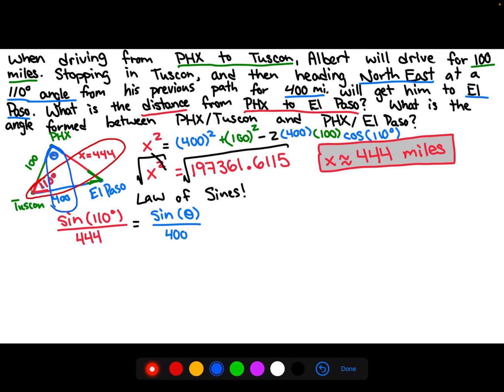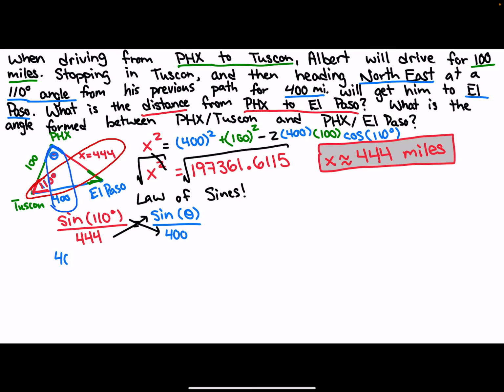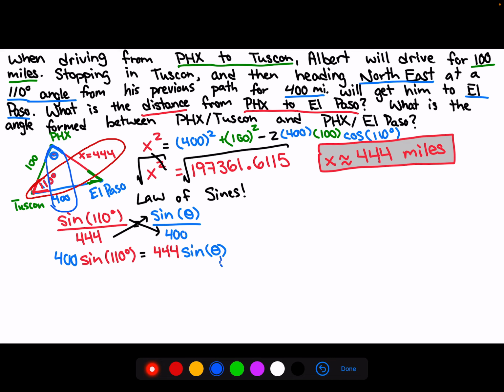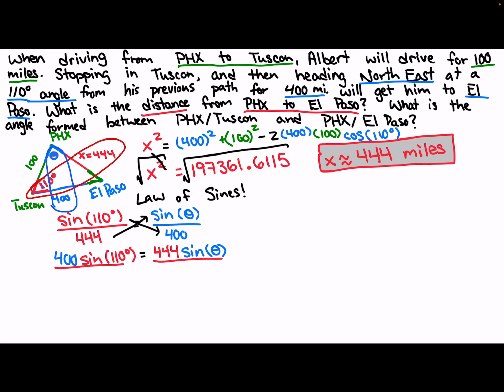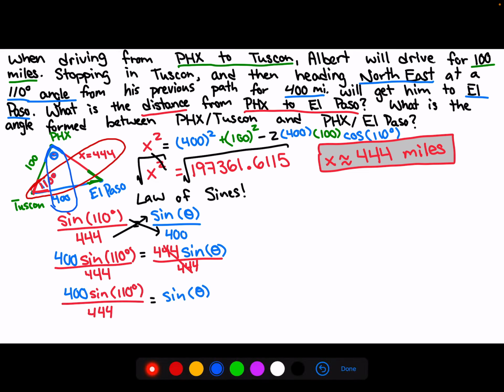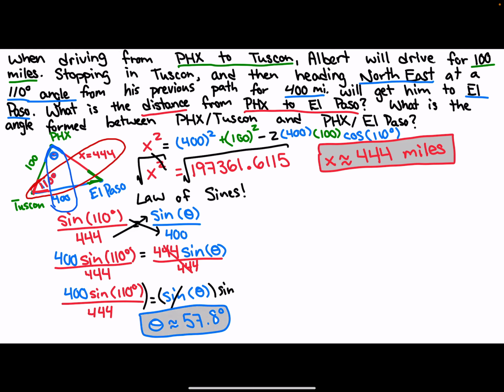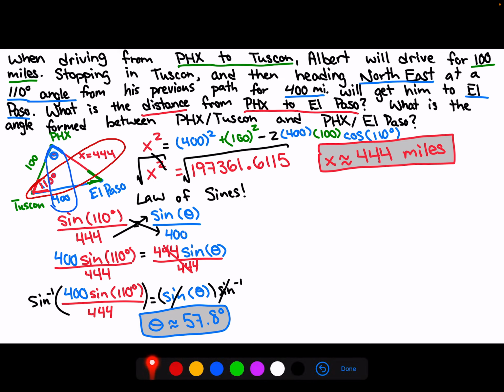This will give us 400 sine of 110 degrees equals 444 sine of theta. To get theta by itself, we're going to divide both sides by 444, leaving us with sine of theta equals 400 sine of 110 degrees over 444. Lastly, we need to get rid of sine. To do that, we take the arc sine of both sides. Taking the arc sine will give me theta is about 57.8 degrees. Again, this is what you want to enter into your calculator. Please be careful with your parentheses when you enter it in.